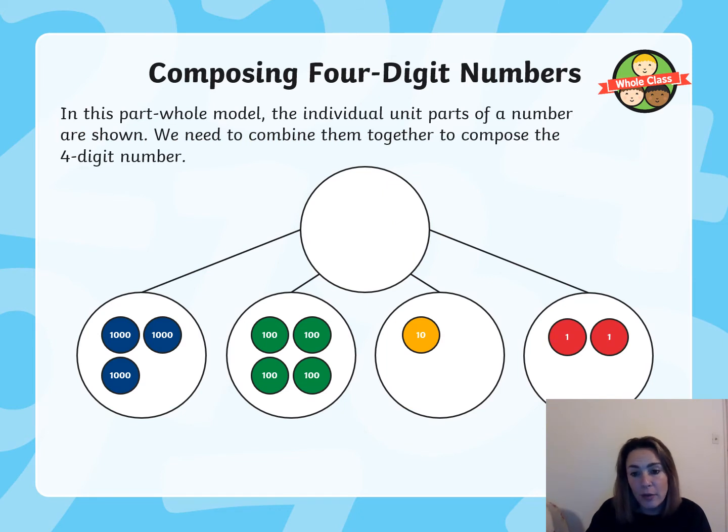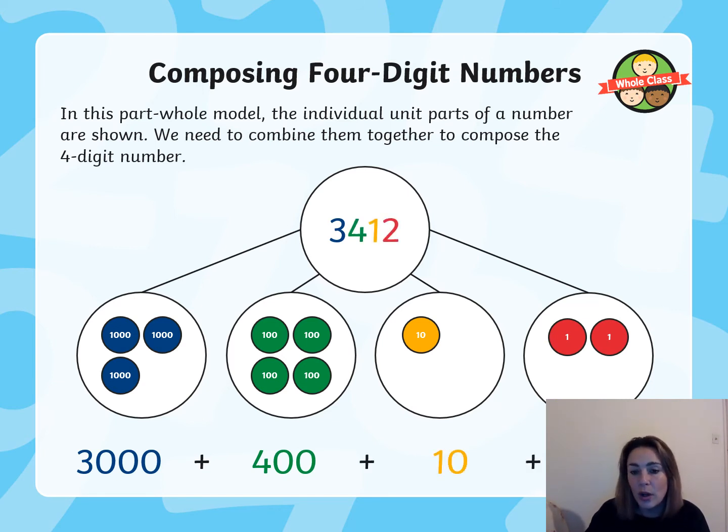You'll be familiar with looking at a part-part-whole model. So in this part-part-whole model, the individual units of a number are shown, and you need to combine them together to compose the 4-digit number. It's made up of 3,000, 400, 10, and 2 ones. So the final number is 3,412.